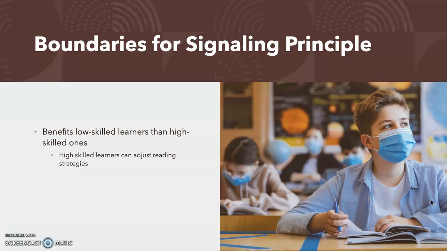There are some limitations when it comes to using the signaling principle. There's evidence that the signaling principle applies mainly to low-skilled readers rather than high-skilled ones. In research conducted by Naumann and colleagues, it was found that the signaling of a hypertext lesson on visual perception tended to improve transfer performance of low-skilled learners rather than high-skilled ones. Presumably, high-skilled readers are better able to adjust their reading strategies to compensate for disorganized text.